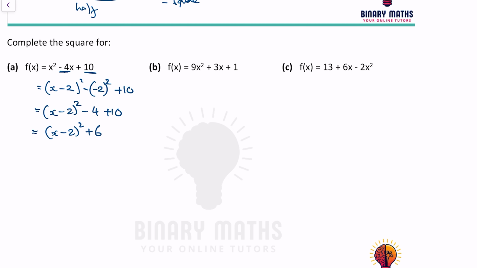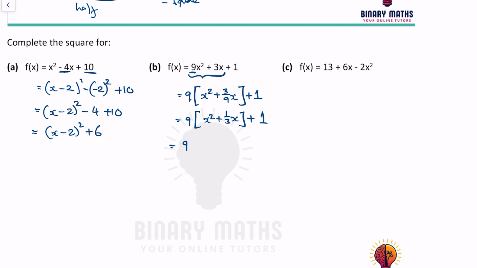Here, in the second example, I've got 9 here. I don't like that 9, so I'm going to factorize it out, only factorizing it out with the first two terms. If I factorize it out, I get 9 times (x squared plus 3/9 x plus 1). I don't like the 3 over 9, so I'm going to simplify that to 9 times (x squared plus a third x, plus 1). Now everything inside the square bracket I need to complete the square on.